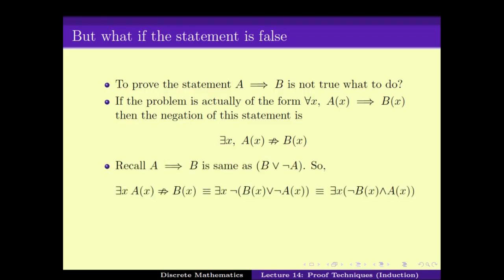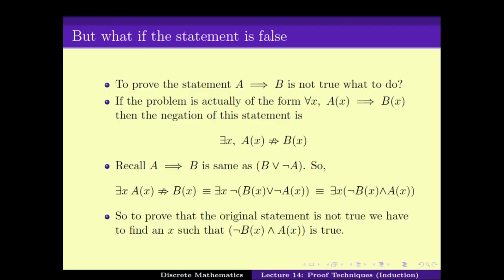And by usual deductions, namely A implies B is the same as B or not A, we can replace there exists x, Ax not implies Bx, as there exists x, not Bx and Ax. So thus, to prove a statement A implies B is not true, I have to find an x which doesn't satisfy Bx but satisfies Ax. And this is called the proof by counterexample.